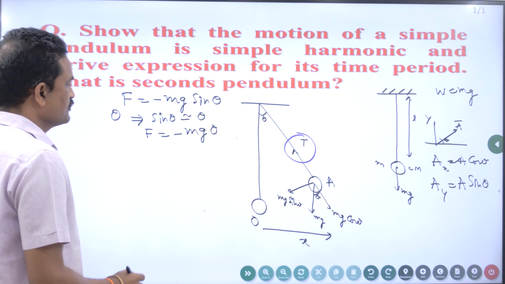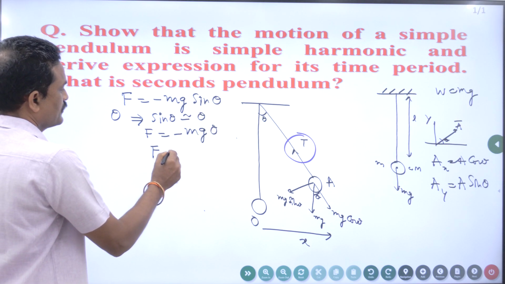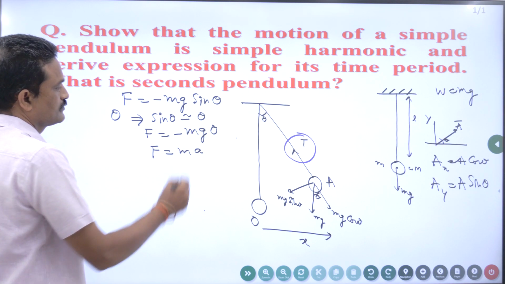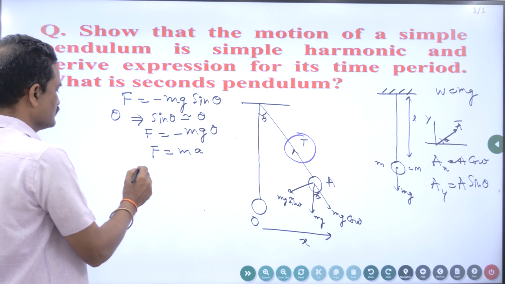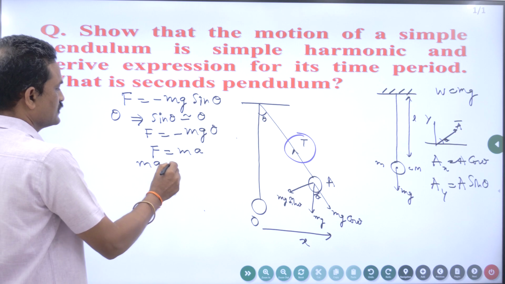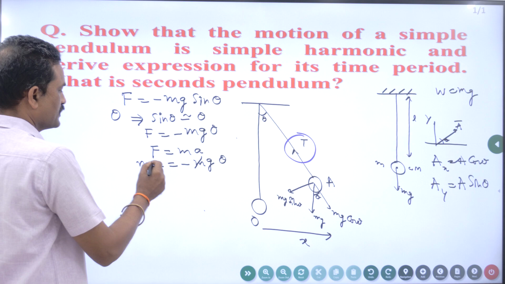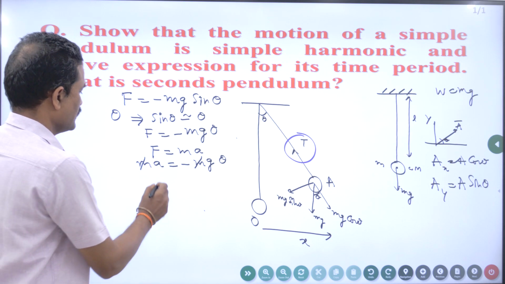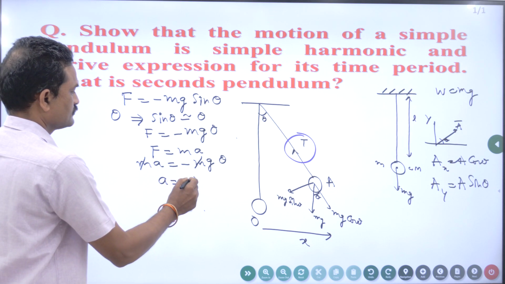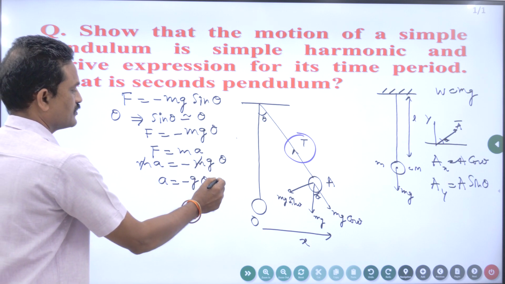So you can write from Newton's second law, F is equal to ma. So I can equate these two, then ma is equal to minus mg theta. So m gets cancelled. So a is equal to minus g theta. This is our equation number 1.